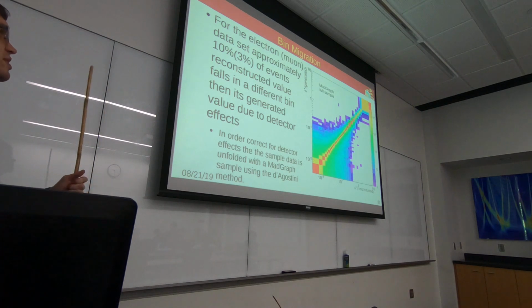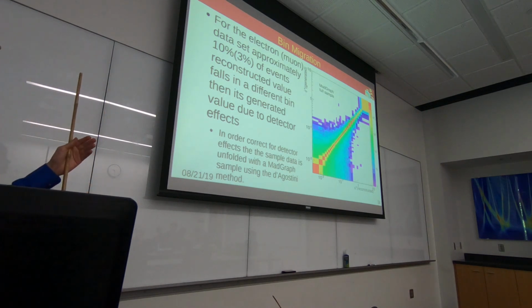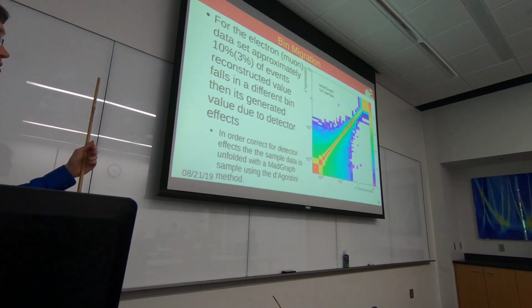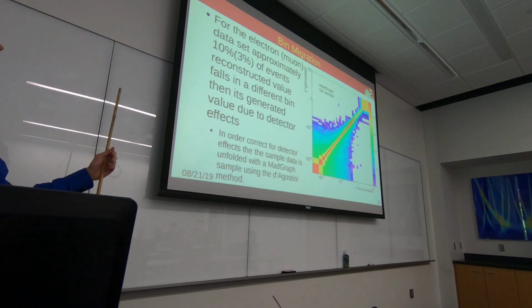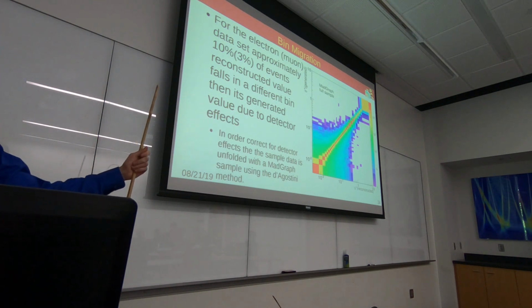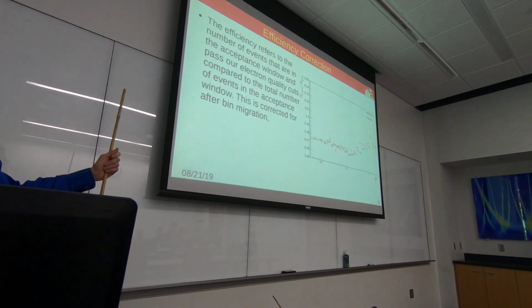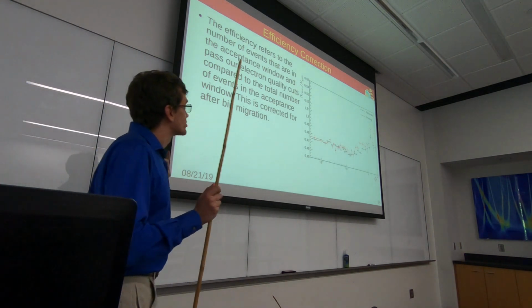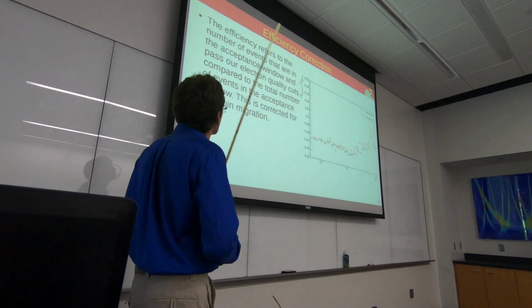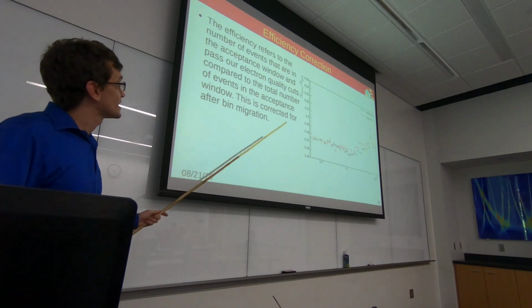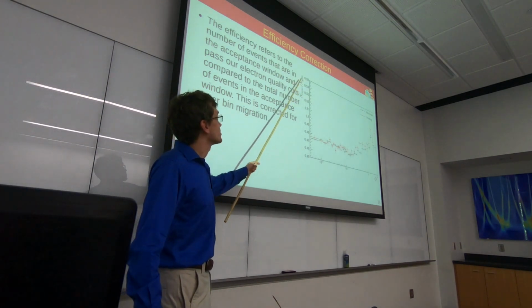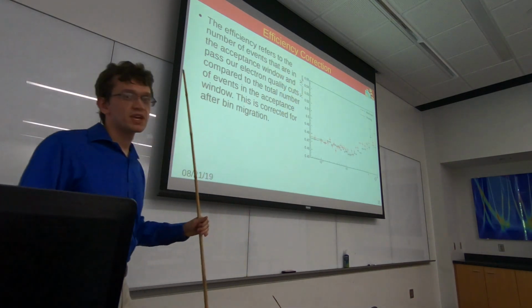So using this method, we can unfold some of the data. This, however, doesn't do complete correction because this is only events that were successfully reconstructed and fell into a different bin. We also have to do an efficiency correction. This is a correction for events that just weren't reconstructed. So this is looking at the number of reconstructed events over the generated events that should have fallen in that bin.